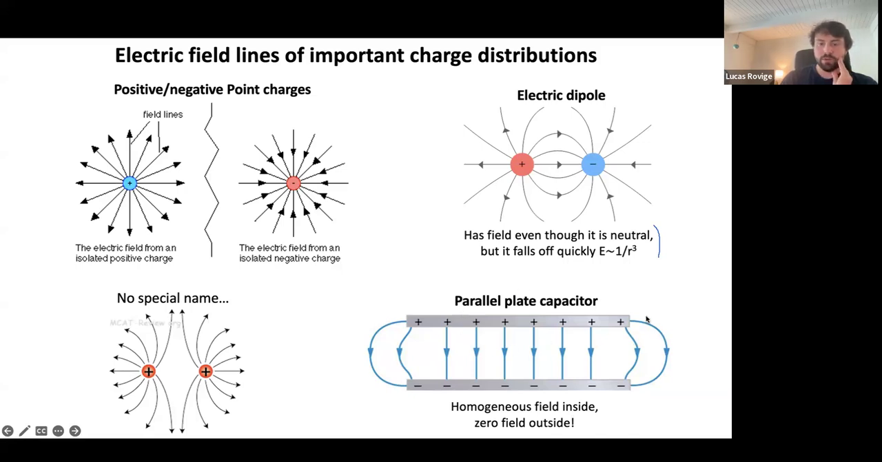And something that we will see later in the semester is capacitors. Typically in a capacitor, we have a line of positive charge and a line of negative charge. And what we get from those is straight field lines inside the capacitor. Then the field drops very quickly outside, it curves on the outside, and then there is almost no field afterwards.